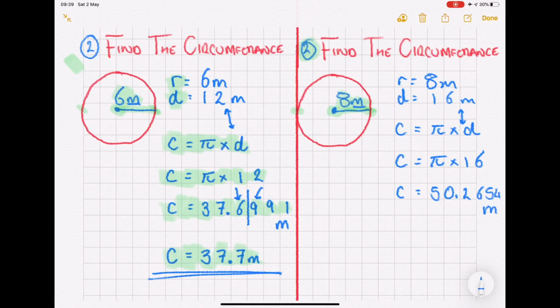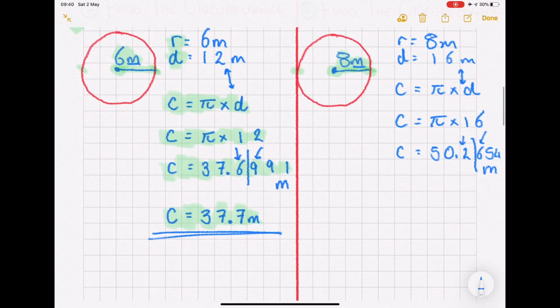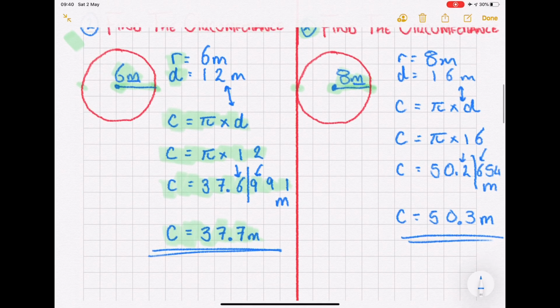And now we're going to 1 decimal place, so we cut it off there and we have a look. Is this number 5 or larger? Yes, it is. So we round that number up. So our final answer for the circumference is the circumference equals 50.3 meters. And that's our final answer. So if you got that, fantastic. Well done. Give yourself some ticks like that.